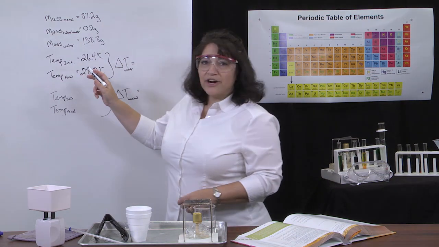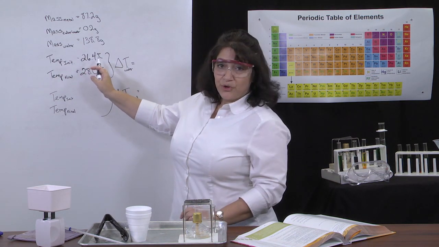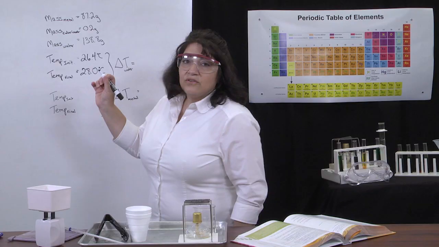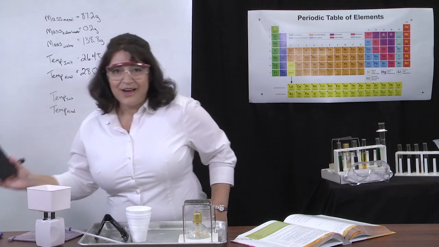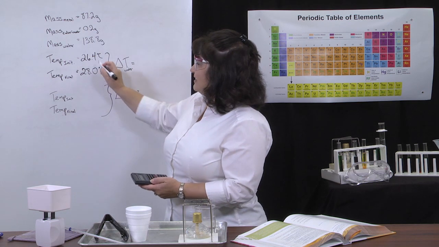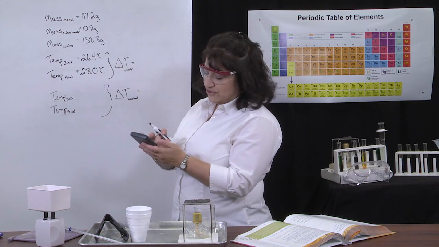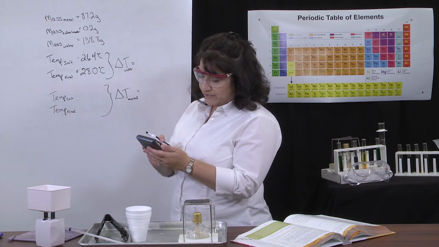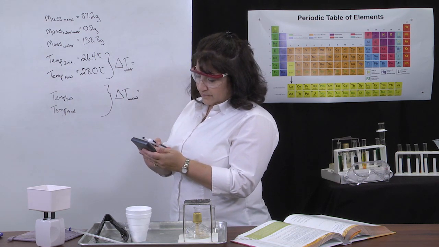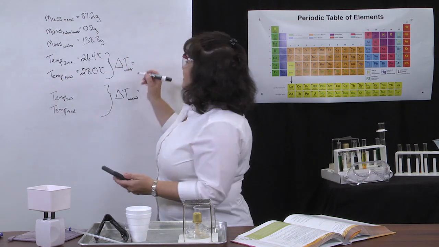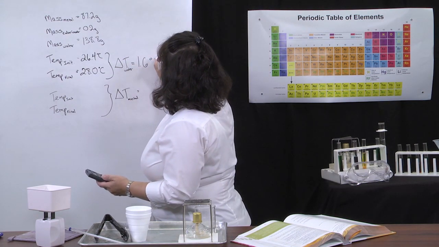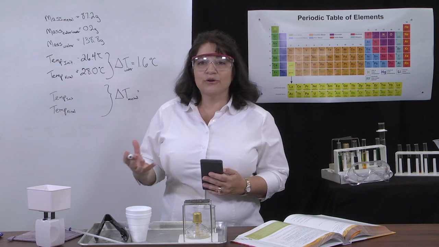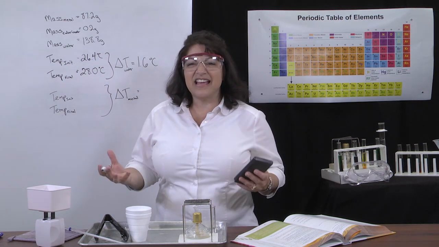So what happened with the water is initially it was 26.4 degrees Celsius and it went up to 28.0 degrees Celsius. So I now need to grab my calculator here, and to find the difference, it's final minus initial. So we have 28.0 subtracting 26.4, and we get 1.6 degrees Celsius as our change in temperature for the water. We're ignoring the calorimeter in this lab because it's negligible.